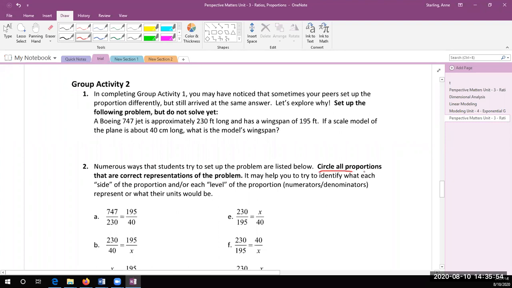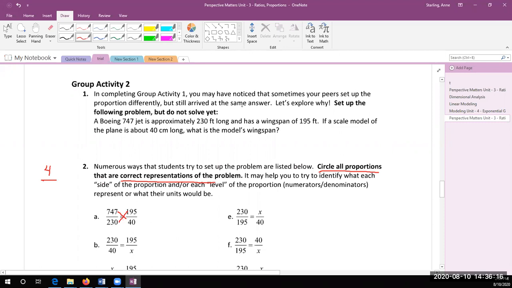And circle all the proportions that are the correct representations of the problem, meaning there are actually 4 different proportions that will give you the correct answer every time, because what we're looking for is, does this cross piece match? Are you multiplying? In other words, does the setup make sense?